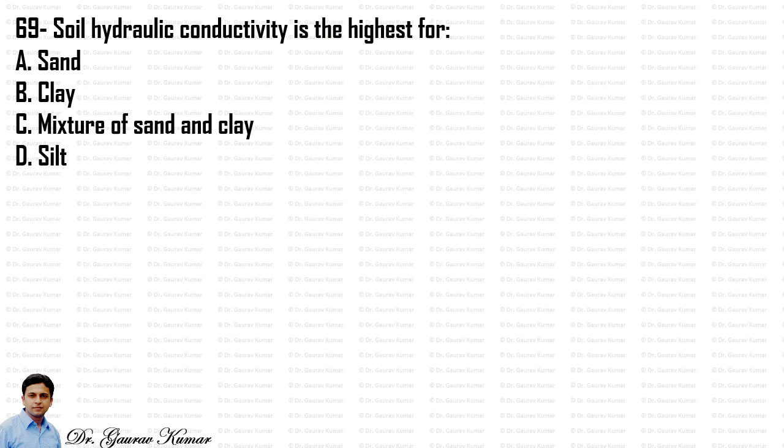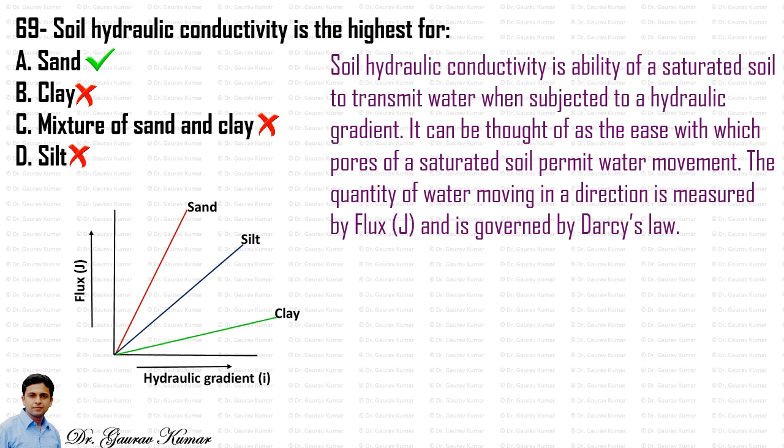Next question, soil hydraulic conductivity is highest for. So the answer is sand because its soil hydraulic conductivity is highest. But let's see the explanation. This question is coming from Darcy's law. If you have attended my ecology and taxonomy paper, where I have mentioned the soil profile and soil structure and its integrity, there I have explained Darcy's law also.